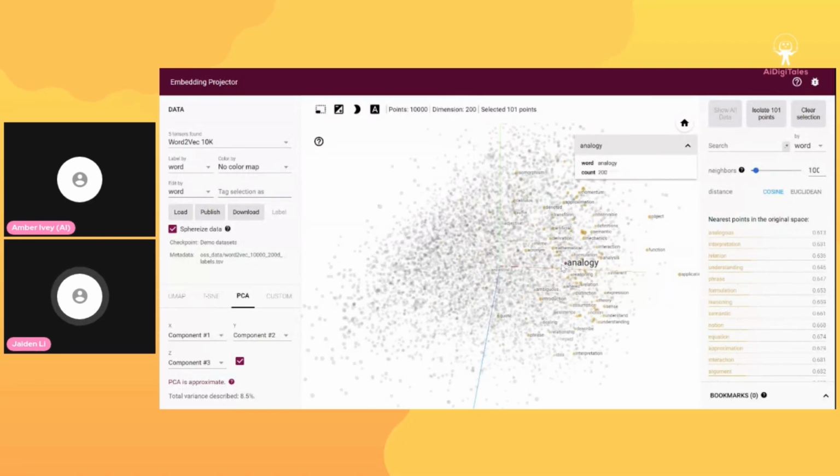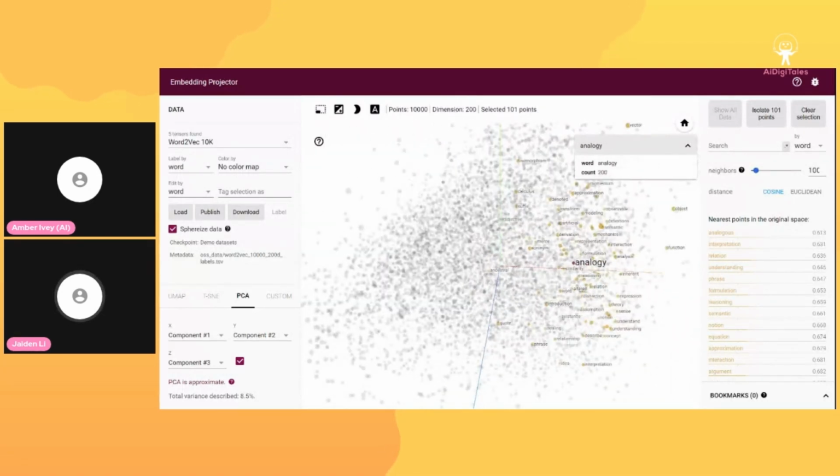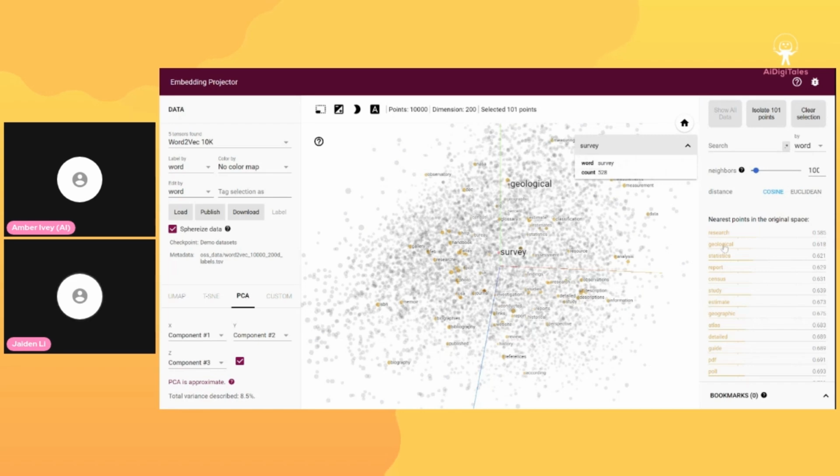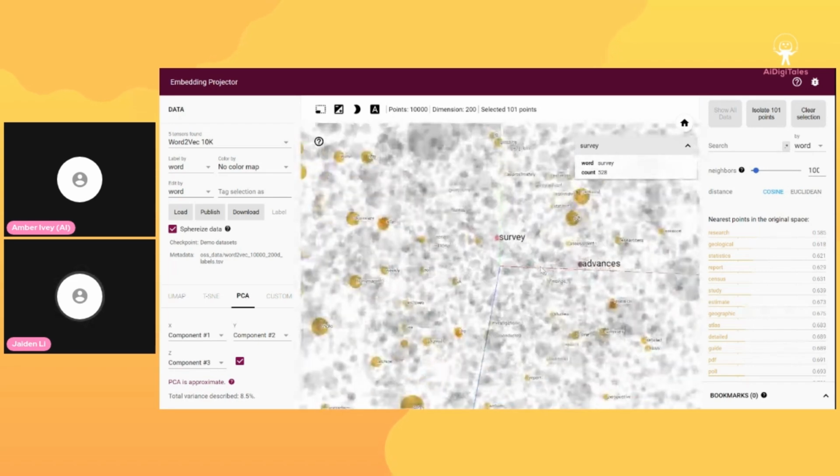So this is the TensorFlow word embedding projector. What word embeddings are is essentially just a way to represent words as numbers, because that's a lot easier for computers to work with. And if you play around with this tool, you can see I'm on this word right now, it's survey, and it looks like the closest words to survey, according to this, are research, geological, statistics, report, and census.